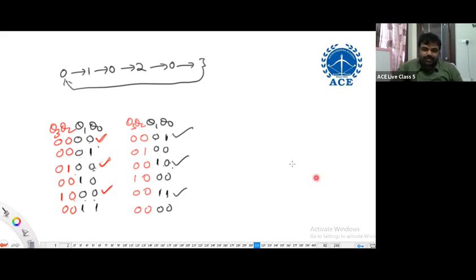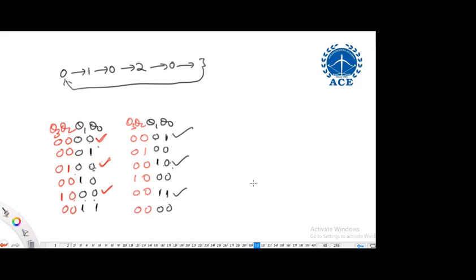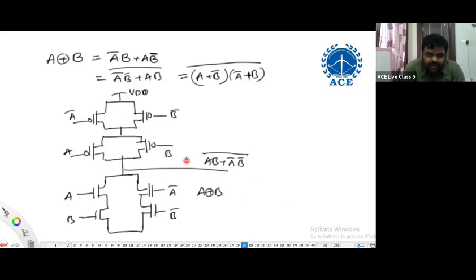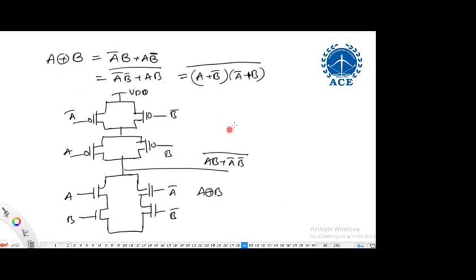Pranit Atagara. Sir, 29F. What is it? 29F, while calculating the minimum number of transistors for A XOR B. Sir, I didn't get it. Explain, sir. So here, how many transistors have we used for XOR? 8 transistors we are using.